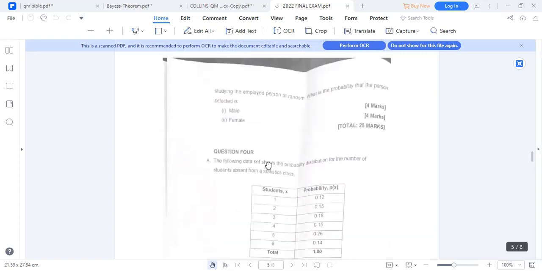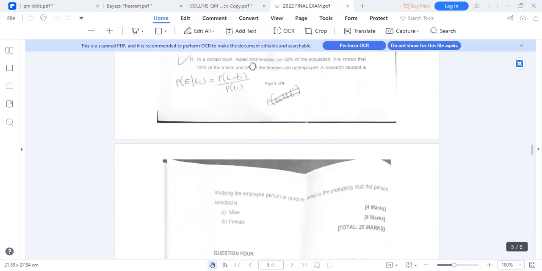Then we are from doing this one. In a certain town, males and females are 50% of the population. 20% are males, 5% are females. What's the probability that it was a male? Probability that it was a female, except he reduced the marks here. Therefore, we did this. You remember this, huh?